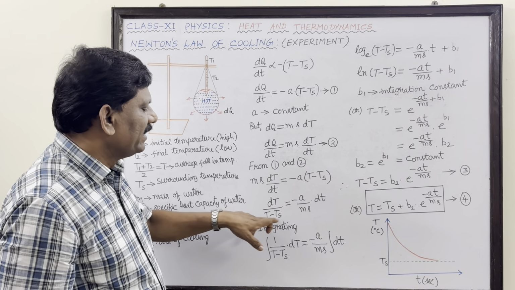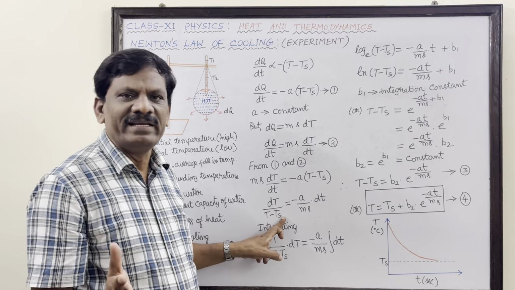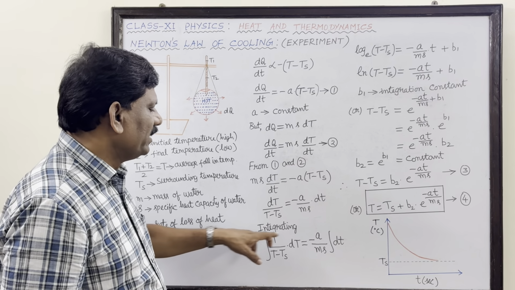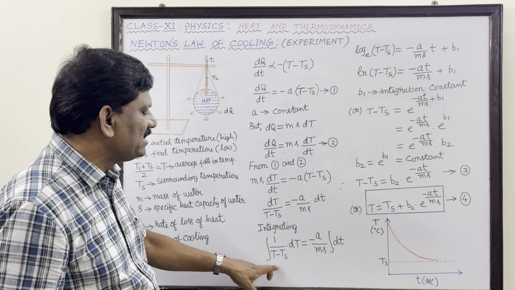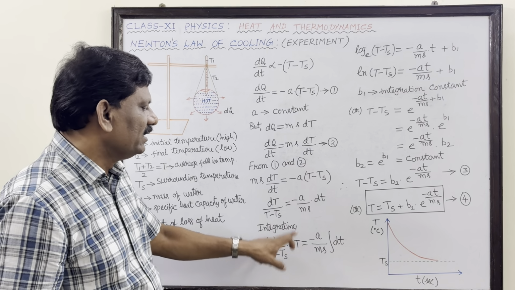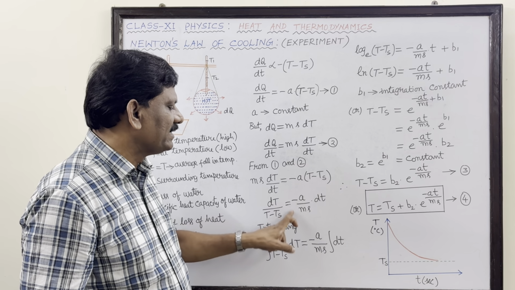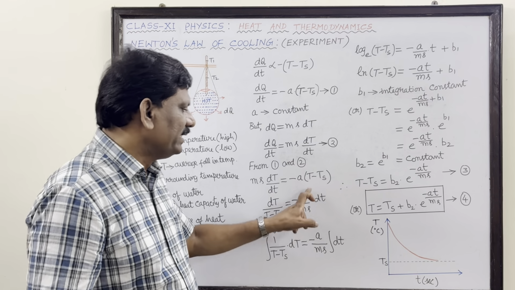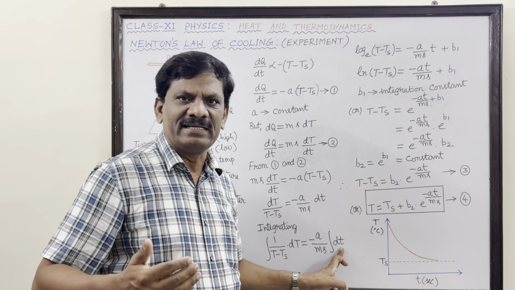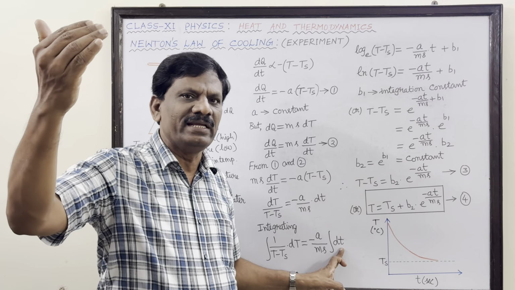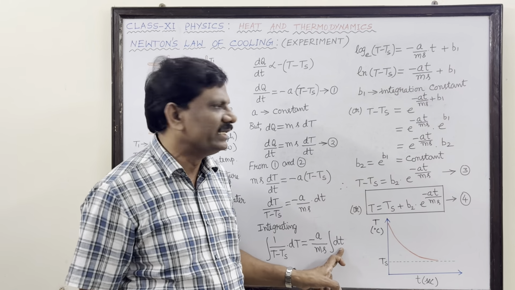Now this T minus Ts is also a variable, okay? So I am going to integrate the above equation so that the integral of 1 by T minus Ts into dT is equal to this constant, minus A by ms, into the integral of d small t. Time also is a variable, from 0 seconds to 5, 10, 15, 20 like that seconds it is changing.